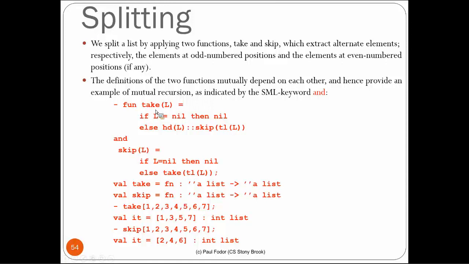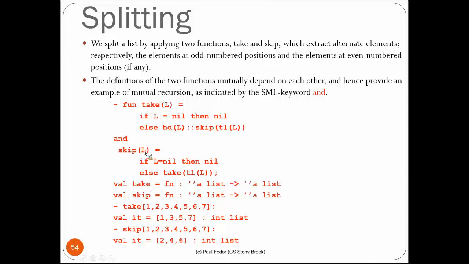Take of a list L. If the list L is empty, it returns empty. That's the base case. There is nothing else to be invoked on skip, and there is nothing else to be returned by take. Else it returns the head of the list, so the element at an odd position, at index 1, or the first element of the list, cons the result of skip on the tail of the list L. What exactly does skip do? Skip skips the first element and returns the second element, cons the fourth element, and so on, the elements at even positions.